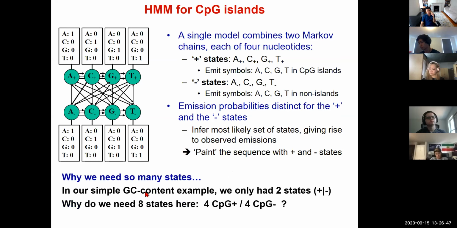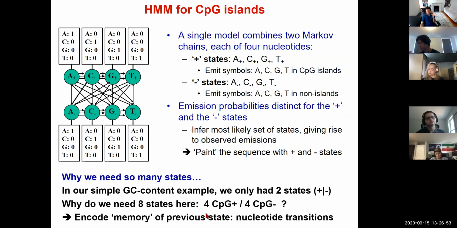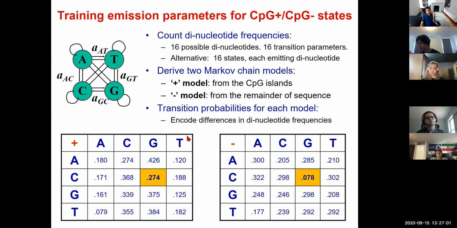So the reason why we need so many states is that in our simple GC content example, we only have 2 states, and we need 8 states here because we're encoding the memory of the previous nucleotide. And we're encoding these nucleotide transitions, and therefore the dinucleotide nature of CpG islands.